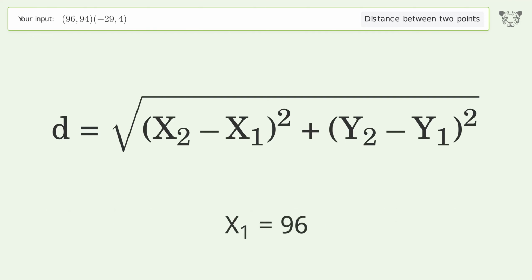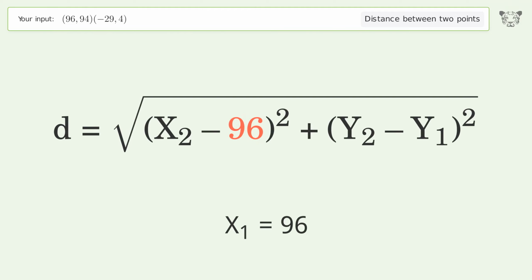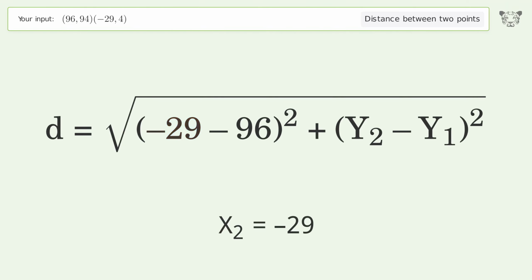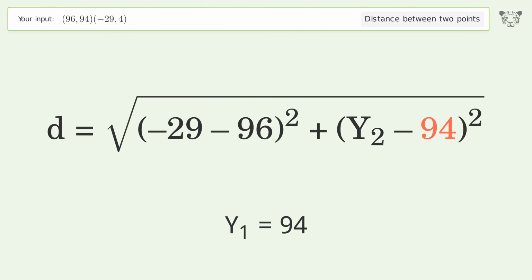x1 equals 96. x2 equals negative 29. y1 equals 94. y2 equals 4.